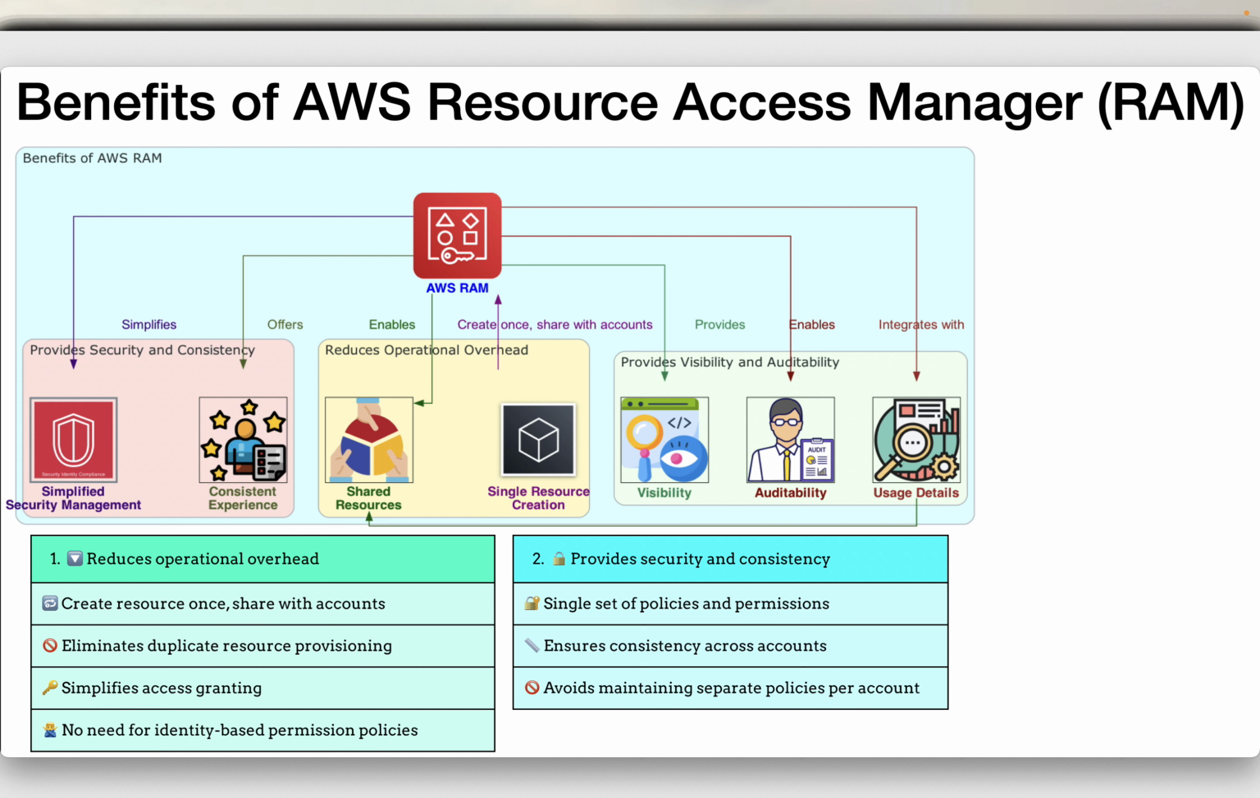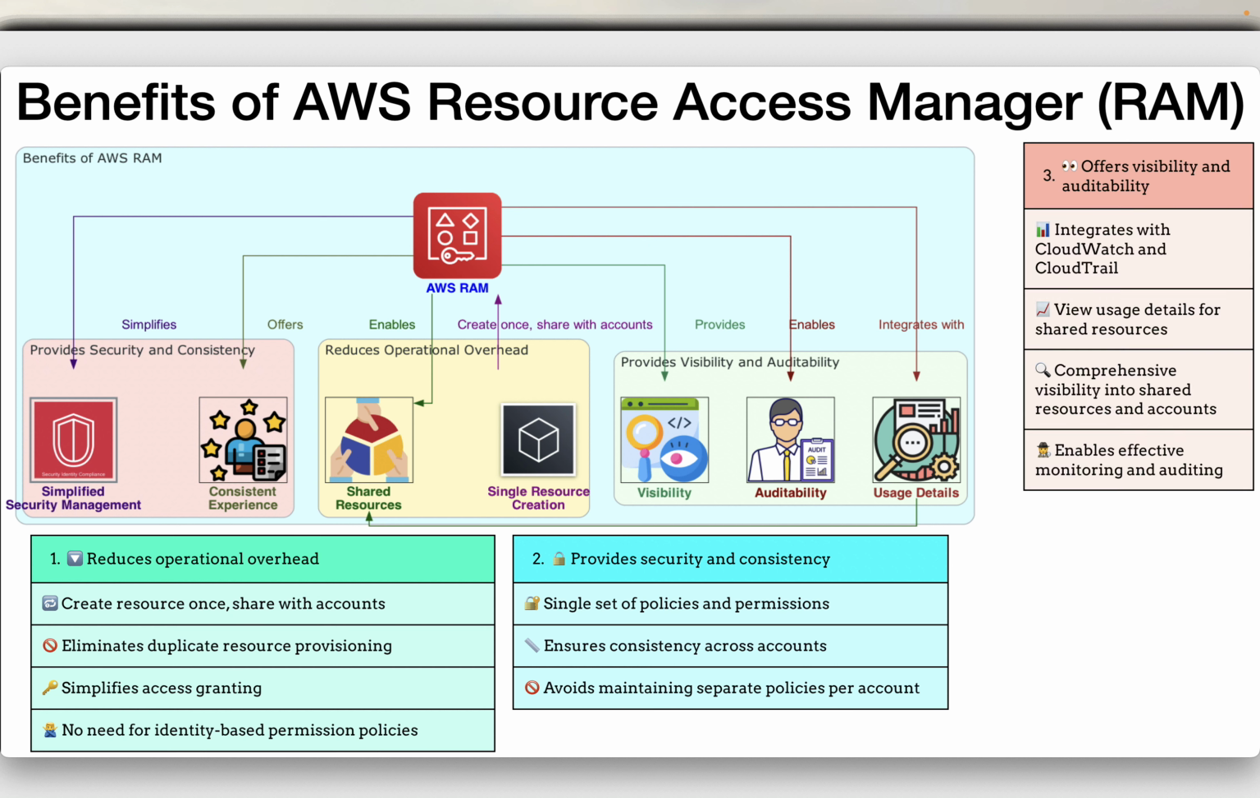This ensures consistency across all AWS accounts sharing the resource, avoiding the need to maintain identical policies and permissions in each account separately. AWS RAM integrates with Amazon CloudWatch and AWS CloudTrail, which allows you to view usage details for your shared resources. This provides comprehensive visibility into shared resources and accounts, enabling effective monitoring and auditing.